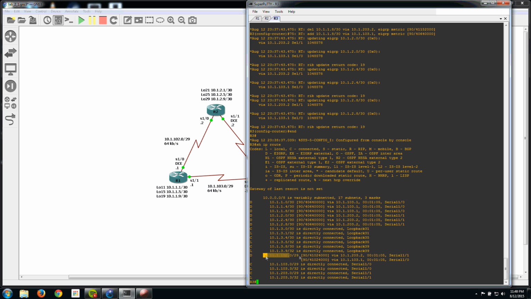Alright. Then we have this one. Now this is an interesting one. This is one we're kind of wanting to look at here. We have router 1 and 2 equal cost load balancing this 10.1.102 route over to router 3. So I'll move this out of the way here.